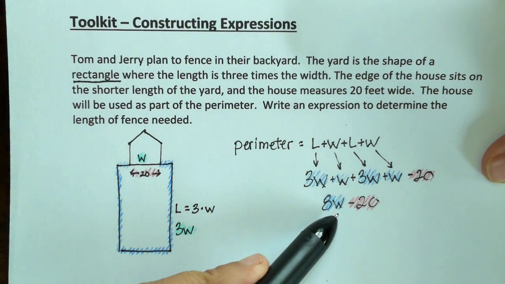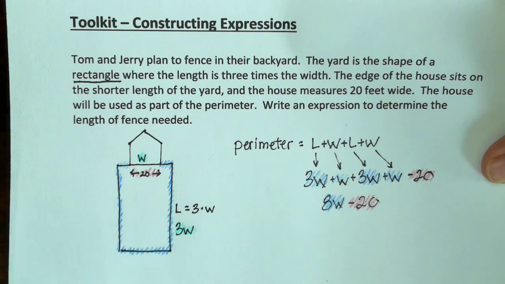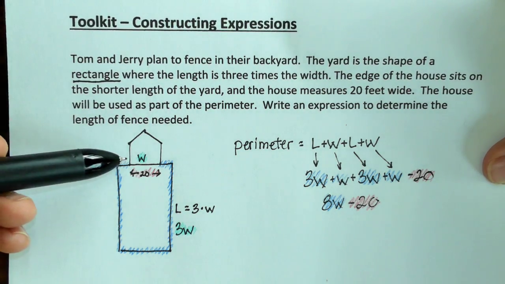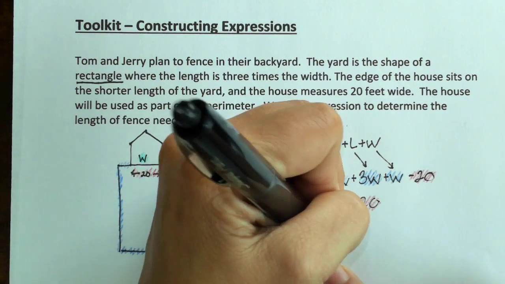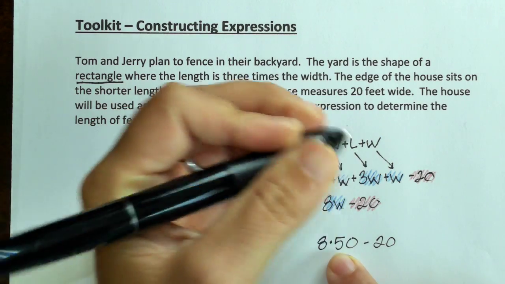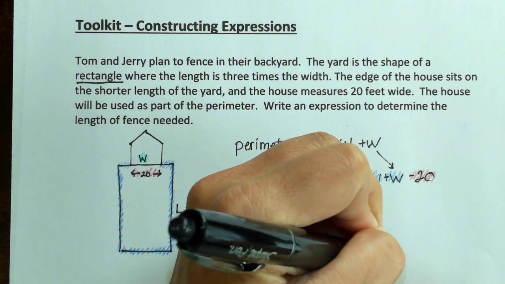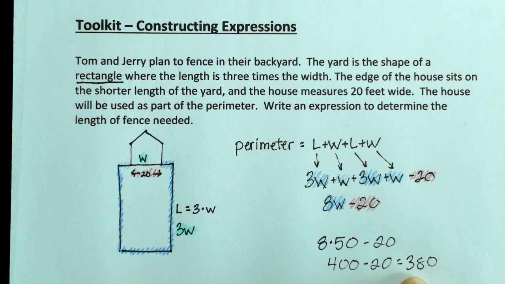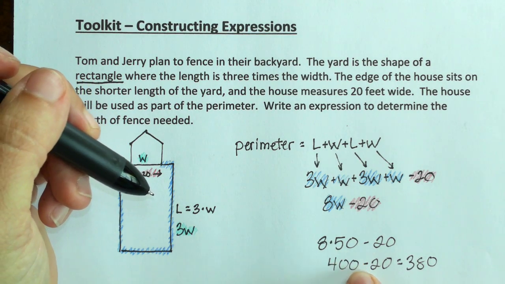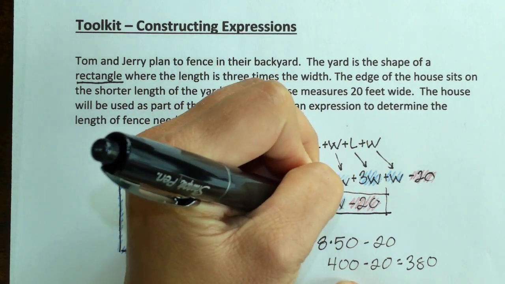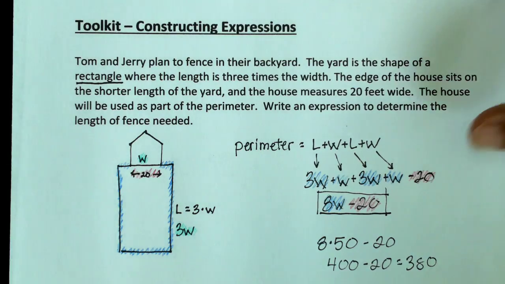Now we would have to then measure the width and actually calculate that to figure out what that final measurement was. For example, if the width was 50 feet, then I might have 8 times 50 minus 20. And 8 times 50 is 400 minus 20 is going to give me 380 total feet of material. Now if our width was 100 feet, then we're going to have a different answer. But now I know that I can use this formula right here to find out the fencing that I need.